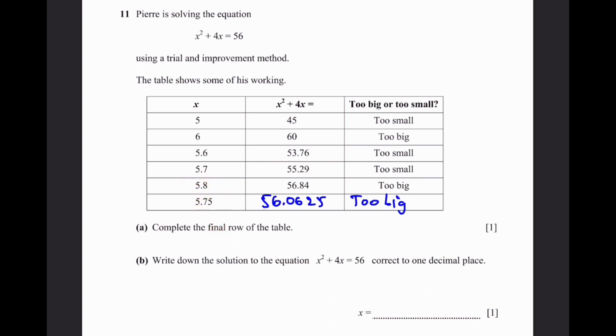B. Write down the solution to the equation x squared plus 4x equals 56 correct to 1 decimal place. One thing we need to see: the answer is less than 5.75. When we round to one decimal place, if this is less than 5.75, that means it'll have the second decimal digit less than 5. That means 5.74 or 5.73, 5.72, something like that. All of these, when you round to one decimal place, are 5.7. Therefore, we can say that's the answer.